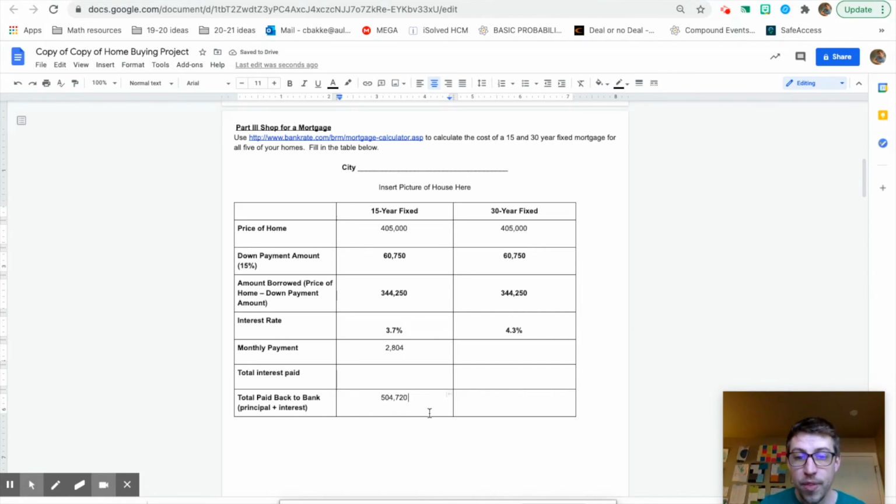504,720. So that's a nice little shortcut you can use: take your monthly payment times that many years times 12, since there are 12 months in every year. So boom, that's how much you're actually going to have paid for the house over 15 years. In order to figure out how much total interest you paid to the bank on top of the price of the house, we're going to take that total minus the actual price.